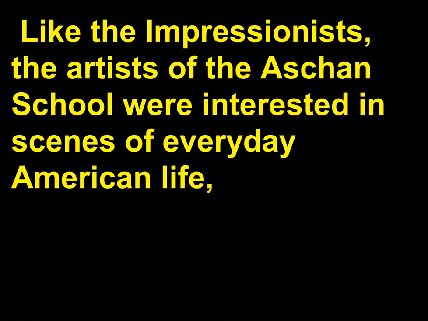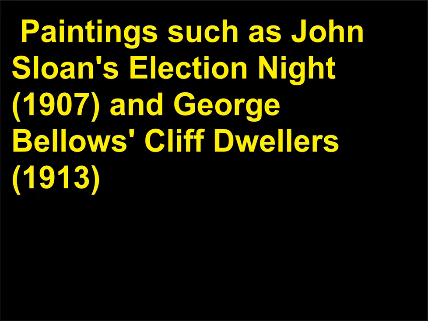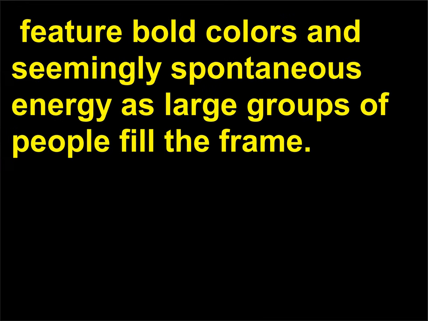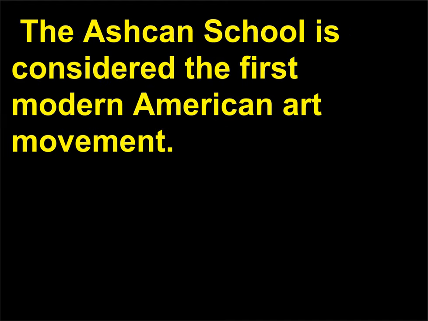Like the Impressionists, the artists of the Ashcan School were interested in scenes of everyday American life, though they tended towards darker themes. Paintings such as John Sloan's Election Night, 1907, and George Bellows' Cliff Dwellers, 1913, feature bold colors and seemingly spontaneous energy as large groups of people fill the frame. The Ashcan School is considered the first modern American art movement.